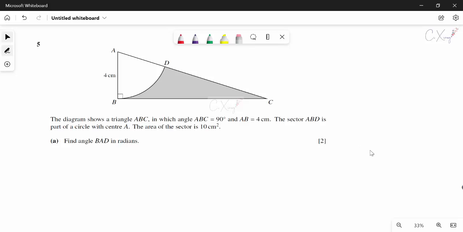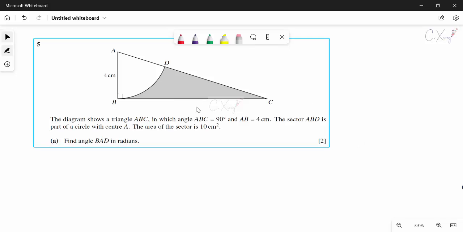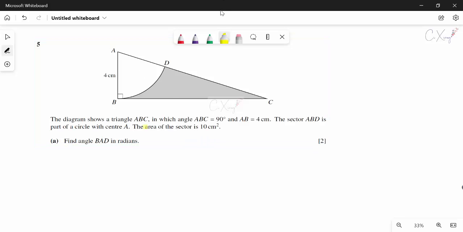Okay, so for question number 5, we have a diagram with the triangle ABC, and the angle ABC is 90 degrees, and it is given that AB equals 4. So the sector ABD is actually part of the circle with center A. The area of the sector is 10 cm squared. This is the area of the sector.